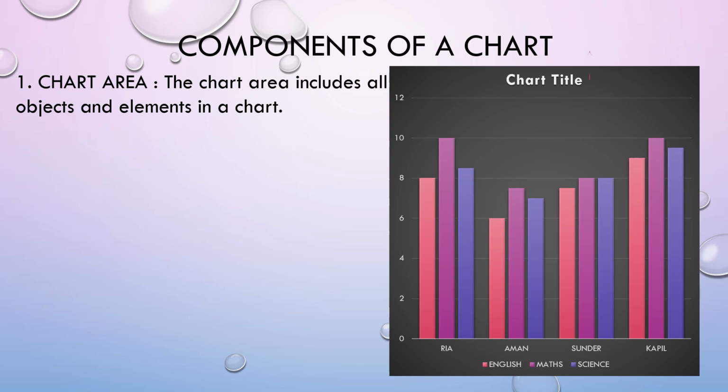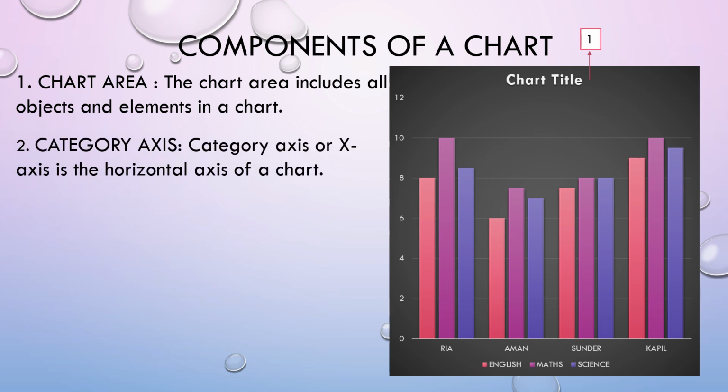What is chart area? This includes all objects and elements in a chart. If you see the heading, the numbers, the names which are written here, or the subject names which are written here, together all these things along with these colorful bars which are there, this is known as the chart area.